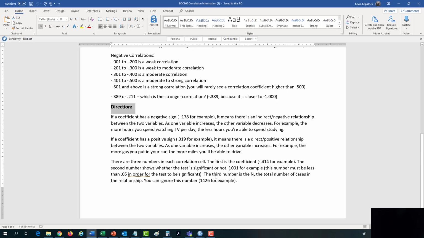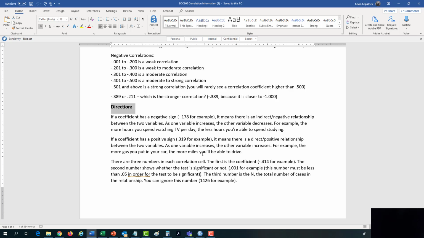If a coefficient has a positive sign, there's a direct or positive relationship. As one variable increases, the other also increases. Or vice versa, if one variable decreases, the other decreases. For example, the more gas you put in your car, the more miles you'll be able to drive.